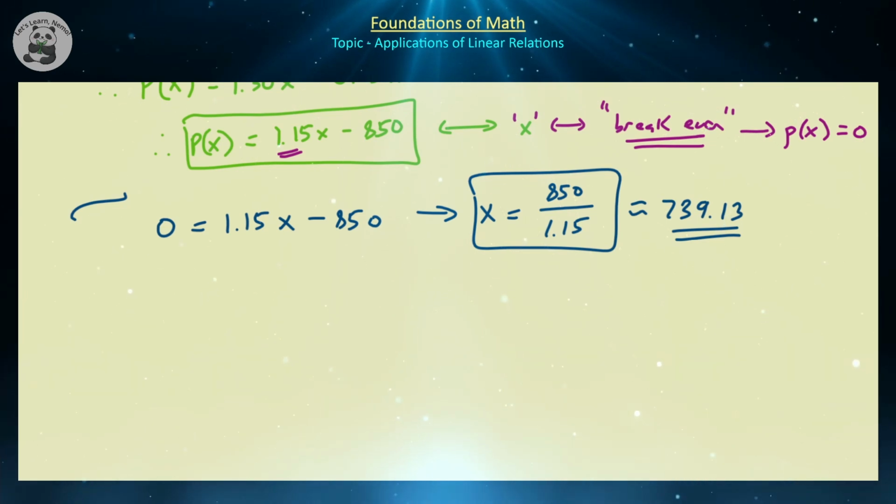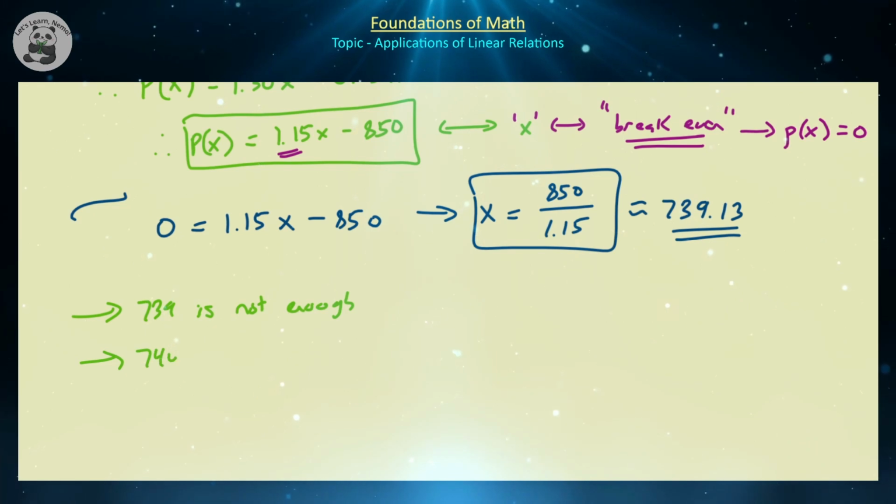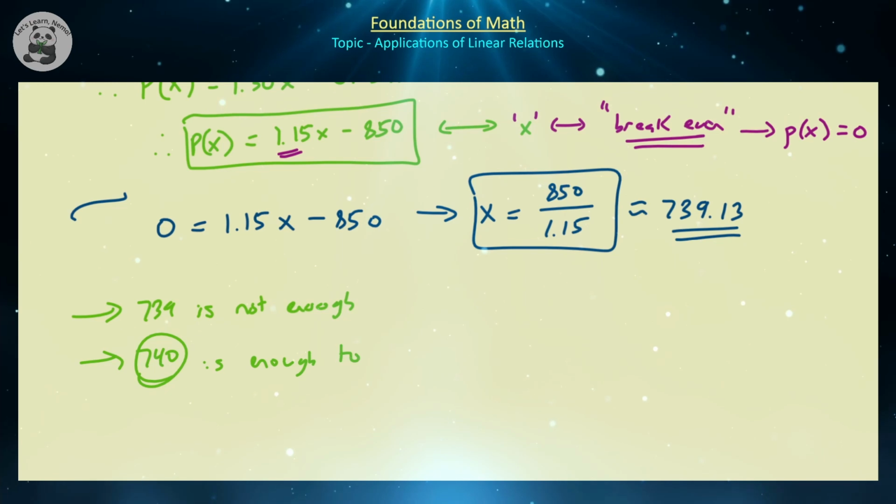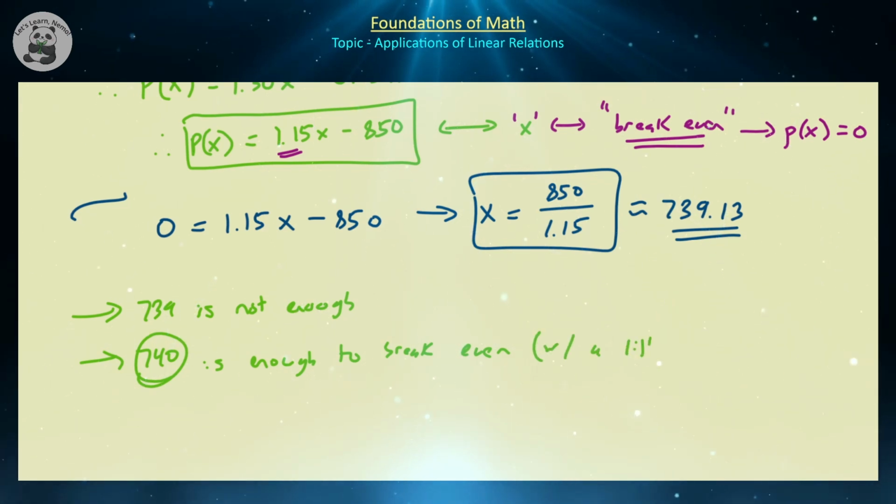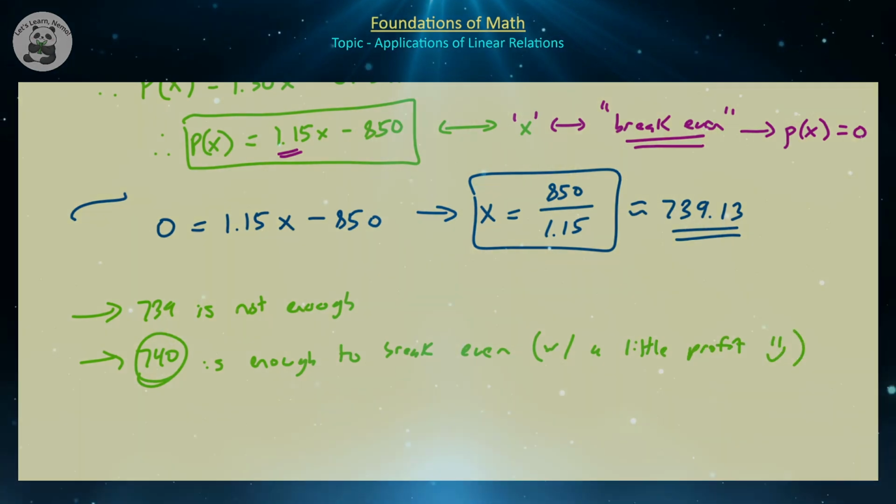So therefore we can only sell 739 or 740. But if you notice, 739 is not enough because our profit will be negative at any point to the left of 739.13. And therefore 740 is our magic number, and this is enough to break even. But of course, 740 is not exactly equal to zero profit. Therefore, we will have a little profit left over, which is always not a bad thing.